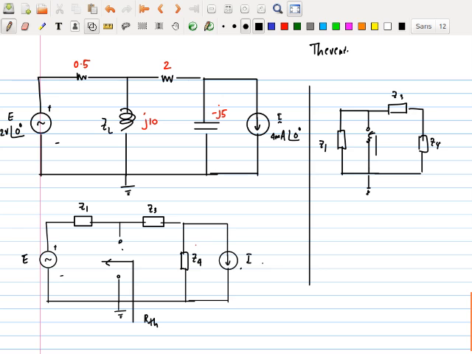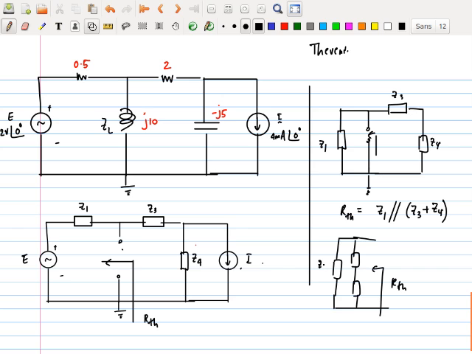You can redraw the circuit a couple of times to flip this here and there, but you understand it is R of TH is equal to Z1 in parallel with Z3 plus Z4. If you can't see it, redraw the circuit. Why? Because this and this are going to be in parallel, so they can be flipped around. So I can redraw this like that. That's where I'm going to look at RTH. This is Z1, this is Z3, and that is Z4. There you are. That's done.